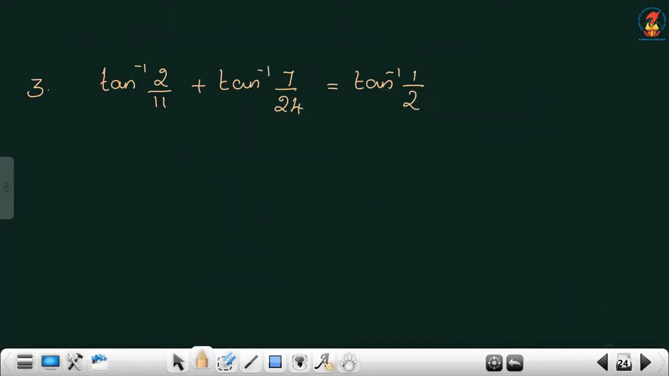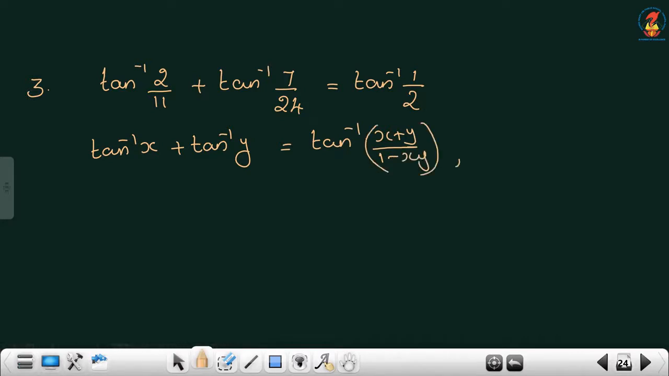Now the third question. Tan inverse 2 by 11 plus tan inverse 7 by 24 is equal to tan inverse 1 by 2. So we have the result: tan inverse x plus tan inverse y is tan inverse of x plus y by 1 minus xy. The condition is xy is less than 1. Okay. So take the LHS part. LHS is tan inverse 2 by 11 plus tan inverse 7 by 24.